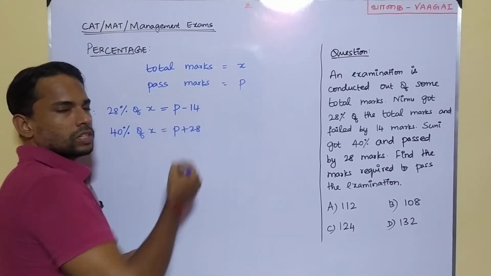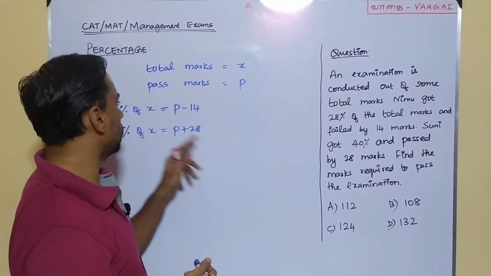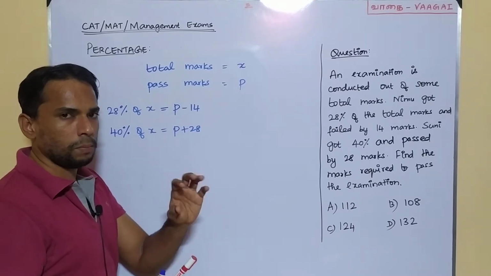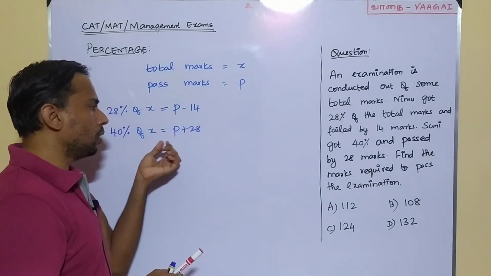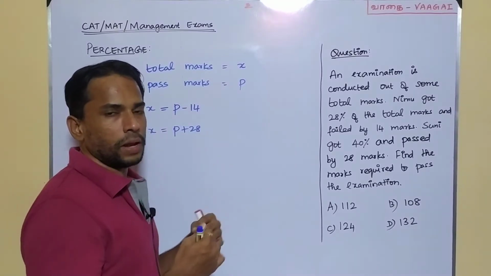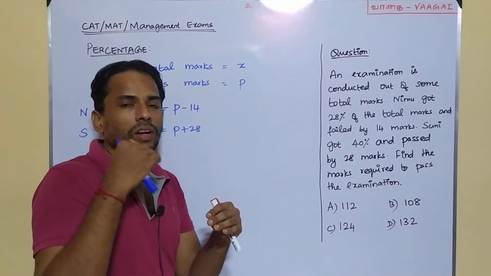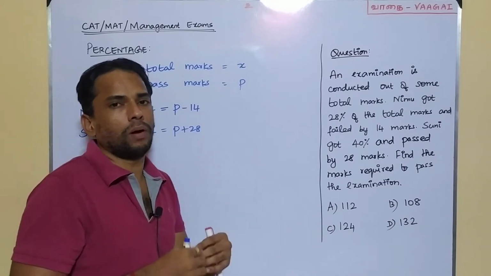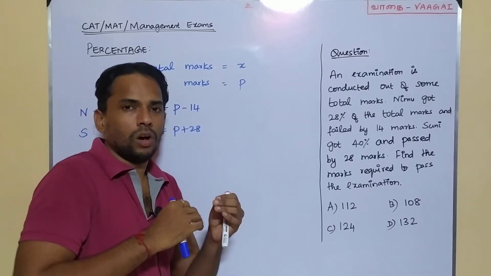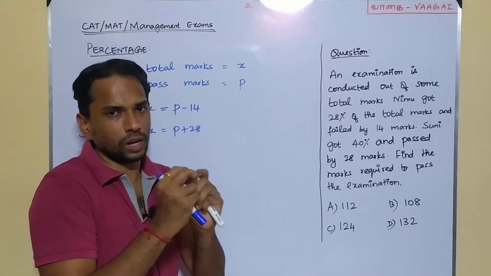I hope both these equations are very clear to you. The first student gets 28% and fails by 14 marks, that's why it is p minus 14. The second student passes by 28 marks, so p plus 28. Failing by this many marks and passing by this many marks clearly tells us how many marks less or how many marks more than the required pass marks.